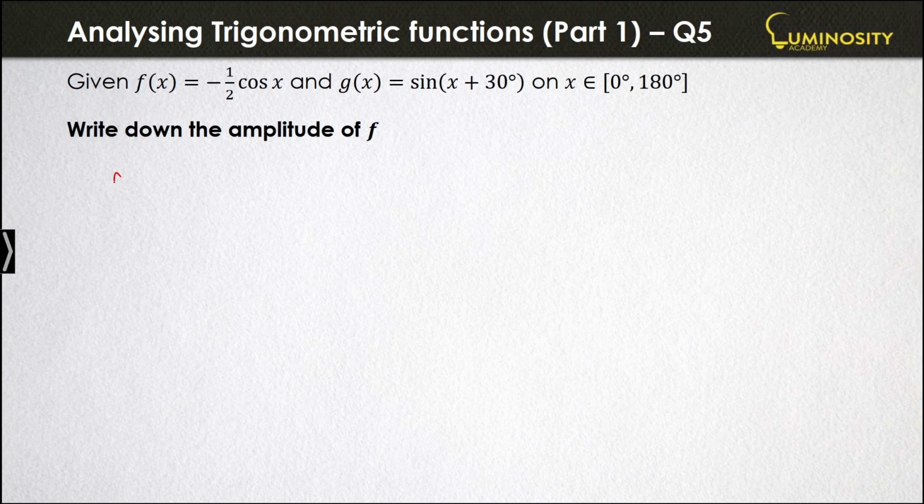Amplitude of f. The amplitude of f is always the absolute value of your a value. Absolute just means you take the positive of whatever number is in front of your cos x. So the positive of negative a half is just positive a half. So that's the amplitude.